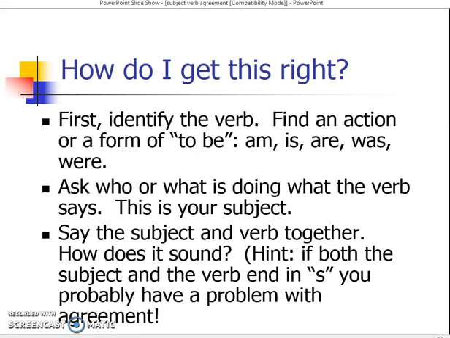How does it sound? Now here's a really important hint. If you find your subject and your verb and you put them together and both of them end in S, you probably have a problem with agreement. Now, the only time that's not going to be true is if you have is or was or has. Those are singular and will take singular subjects. But pretty much every other verb, every regular verb at least, is going to end in S when it is singular and have no S when it's plural. And most of our nouns end in S when they are plural, but have no S when they are singular.